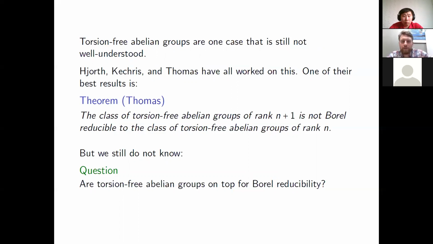All right. One way of thinking about this is, if I had a set of invariants for groups of rank n, that couldn't give me a set of invariants for groups of rank n+1. We still don't know the answer to the general question, which is, what about torsion-free abelian groups in general? Are they on top for Borel reducibility? That's still an open question, and one of the key open questions in this area of classification.